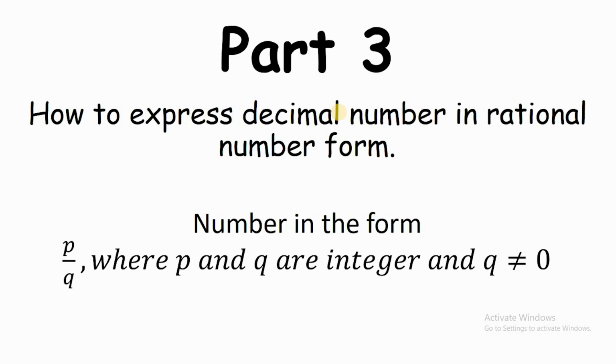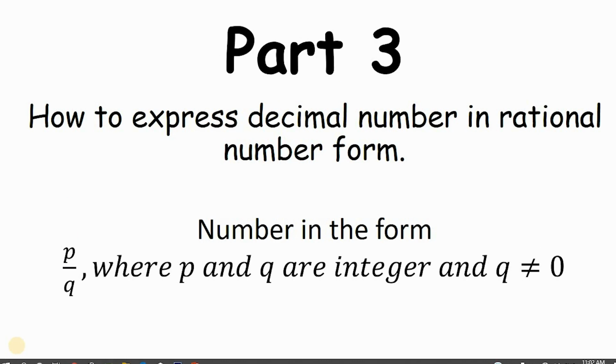Now we have reached the third part of this chapter, and in the third part we are going to learn how to express a decimal number in rational number form, or you can say expression of a decimal number in the form p by q, where p and q are integers and q not equal to 0. Now here we are going to discuss methods to express decimal numbers in p by q form. And p by q form means we are talking about rational numbers, and in the earlier part we have discussed how to express a rational number in decimal form, and we have also discussed the decimal expansion of a rational number.